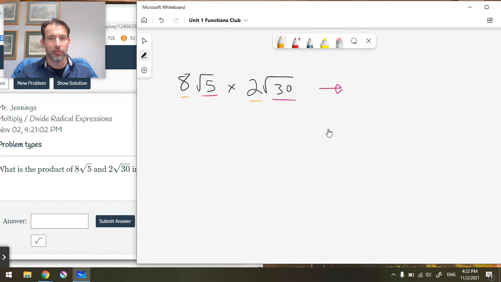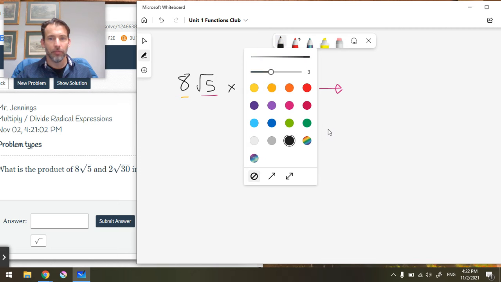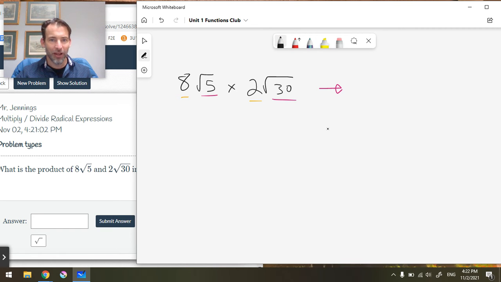Oh, right, I'm all black because I'm just going to do the work. Okay, here we go. So 8 root 5 times 2 root 30. So I multiply coefficient times coefficient, 8 times 2. And then base times base, which will be 5 times 30. And now I got to simplify that. It's kind of ugly. This is equal to 16 times 5 times 30, which will be 150.